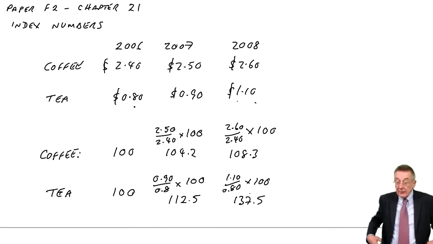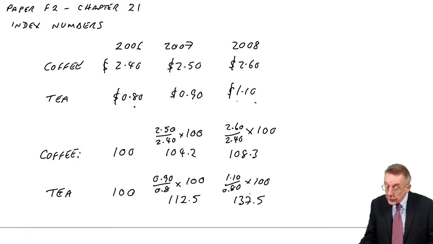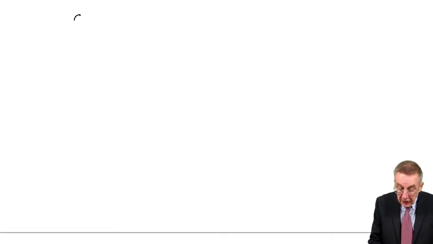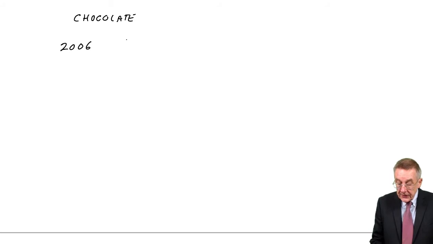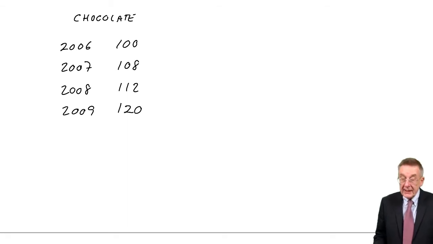So that's all it is. It's a lovely little exercise. Also, before I do the next example, make sure you can use it backwards. What I mean by that, suppose I give you index numbers for chocolate. And I say, in 2006 was our base, it was 100. 2007, it was 108. 2008, it was 112. And 2009 was 120.